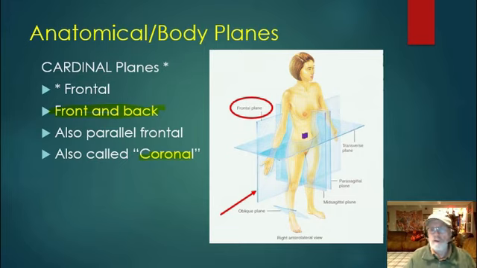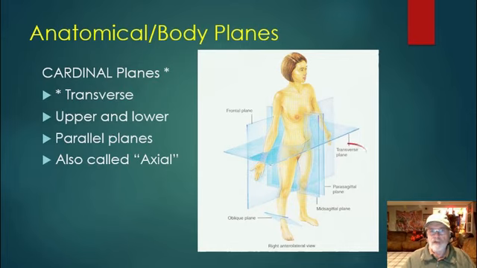So now we know the sagittal plane divides the body into a right and a left, and we know a frontal plane divides the body into a front and a back. That's the frontal plane, also called the coronal plane. So again, if you see coronal plane, it means the same as the frontal plane.